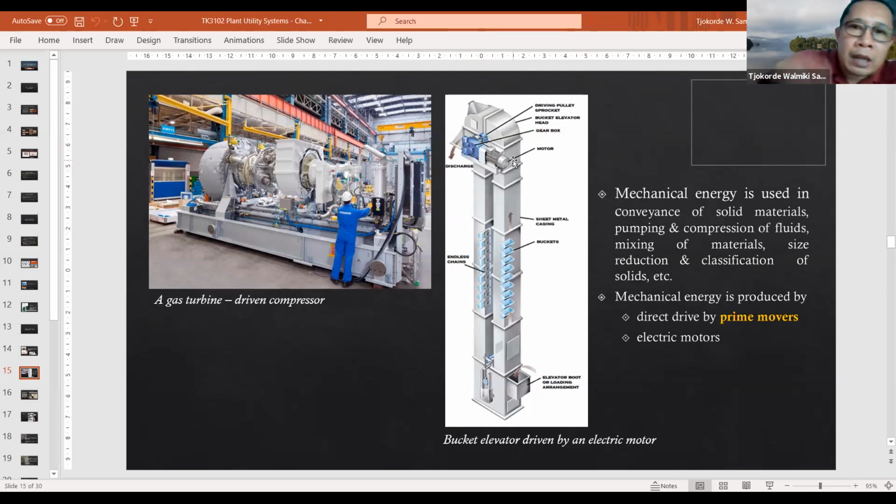That drives this chain that carries with it buckets. Ya, jadi motor listriknya menggerakkan rantai yang bergerak kontinu, yang dimana pada rantai ini terpasang keranjang-keranjang buckets. Ya. And this is used to transport solids to a different elevation, ke ketinggian yang berbeda. Okay. So in this case, on the right-hand side, we say that this bucket elevator is driven by an electric motor as the prime mover.